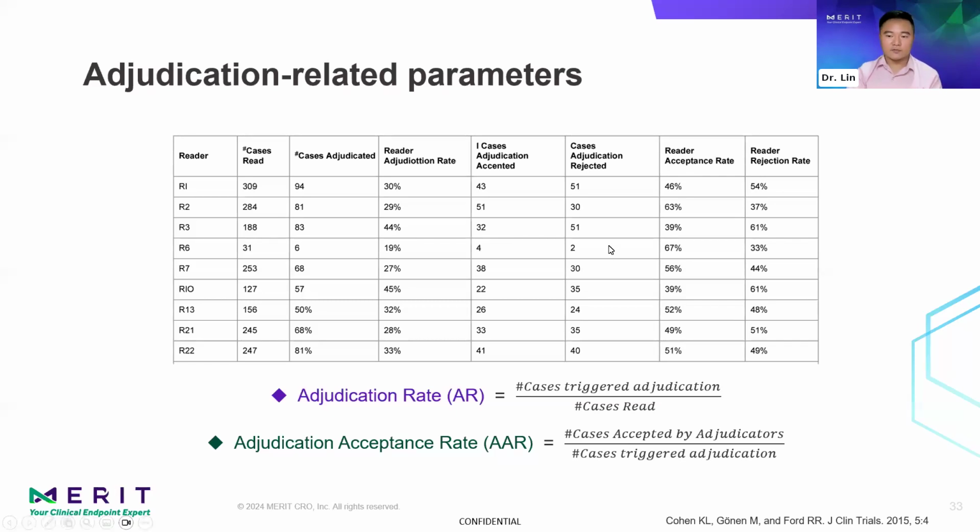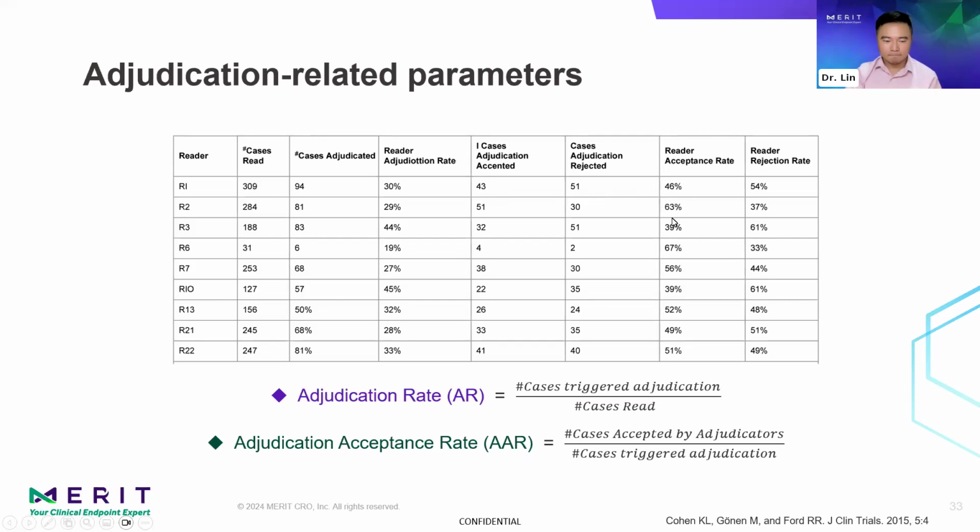This table here illustrates these parameters. For example, reader 1 reviewed 309 cases, with 94 triggering adjudication, resulting in an adjudication rate of 30%. Among those 94 cases, 43 were accepted by the adjudicator and 51 were not, leading to an adjudication acceptance rate of 46%.